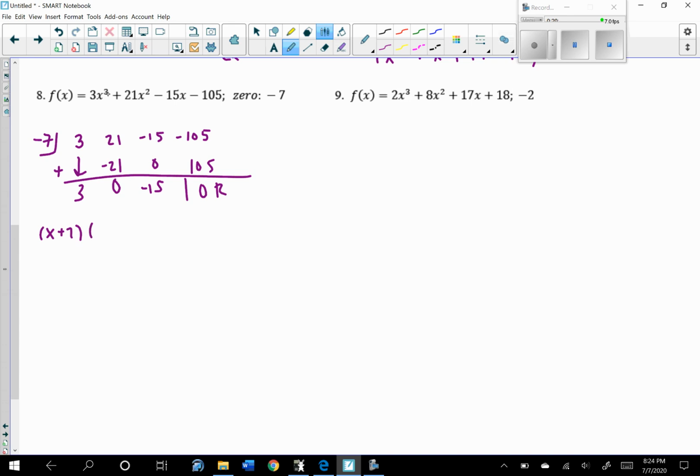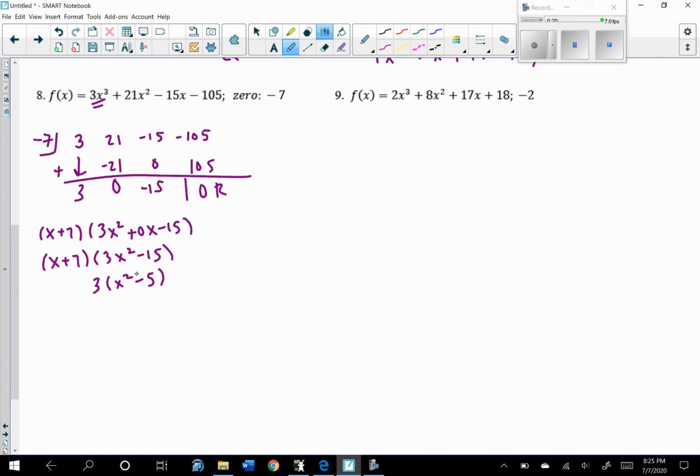This becomes, if this is to the third power, this would be 3x squared. I don't need to write the 0x, but if you want to, you can. So 3x squared plus 0x minus 15, I don't need to. So that's the same thing as 3x squared minus 15. This right here factors, so I have a GCF of 3, so I can take the 3 out, that becomes x squared minus 5.